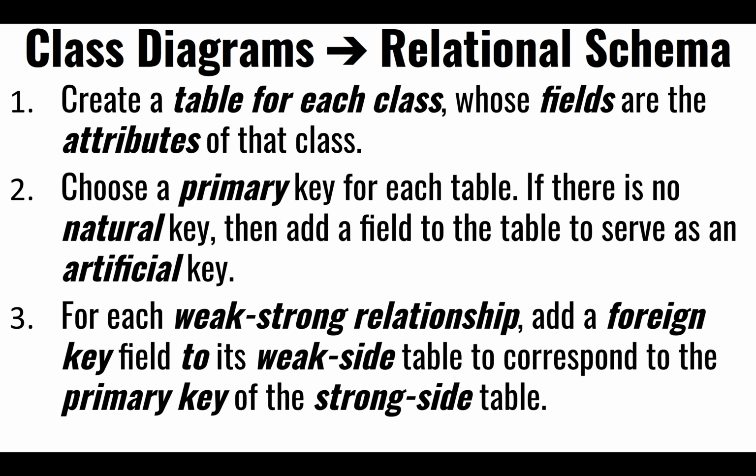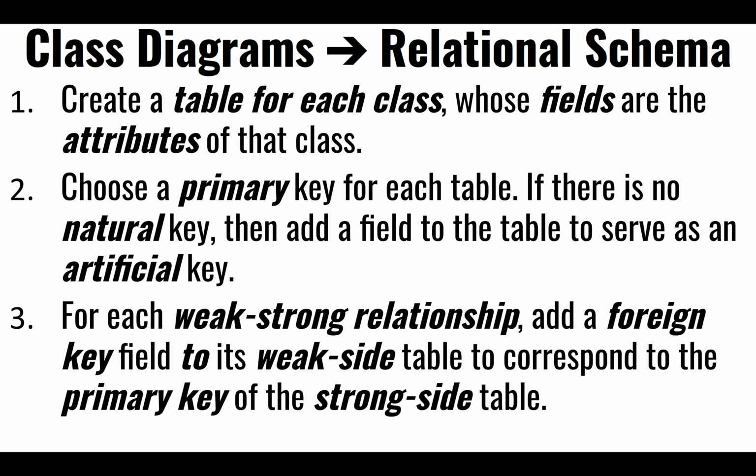So choose a primary key. Notice that over here, we lost the fields for primary and foreign key. We don't have them anymore, right? So we don't have to go back here and generate those artificial keys because we don't have any of those keys in the class diagram. They're gone, right?